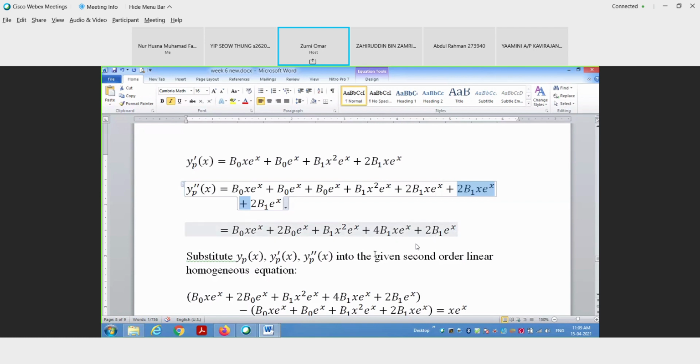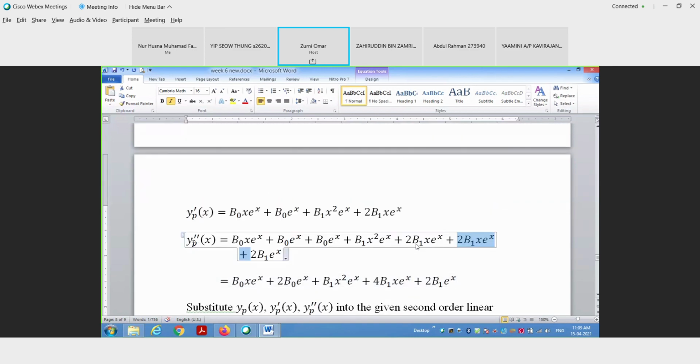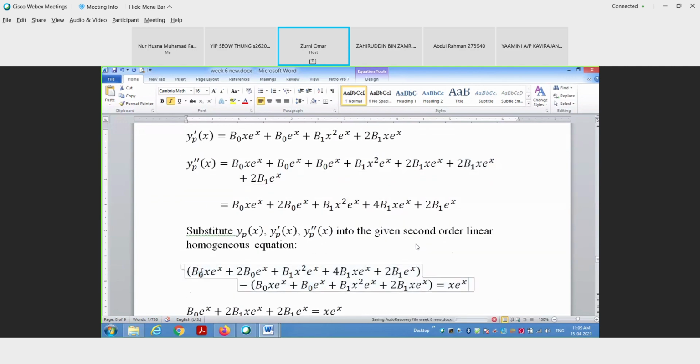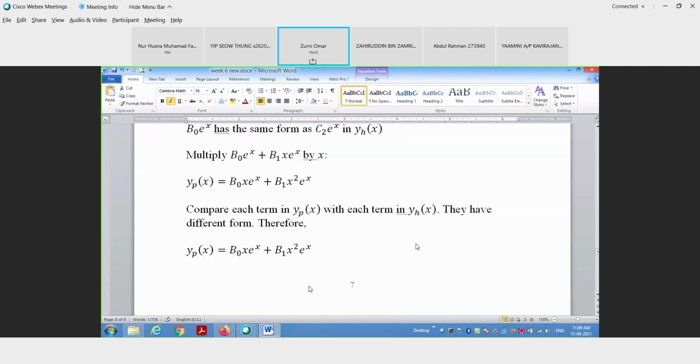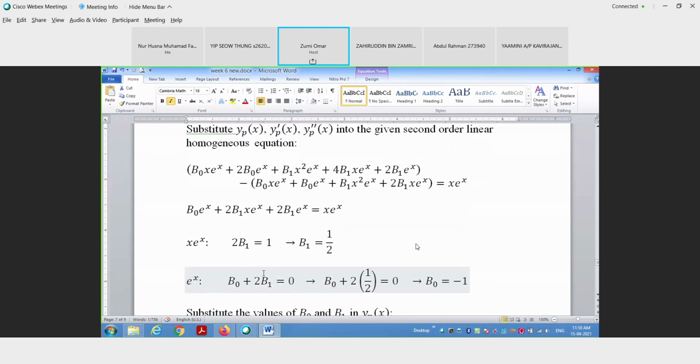And when you plug into here, you replace y with yp, y prime with yp prime, and y double prime with yp double prime. Here is y prime, y double prime. So you replace y double prime with yp double prime, the whole thing. Minus y prime, replace y prime with yp prime.